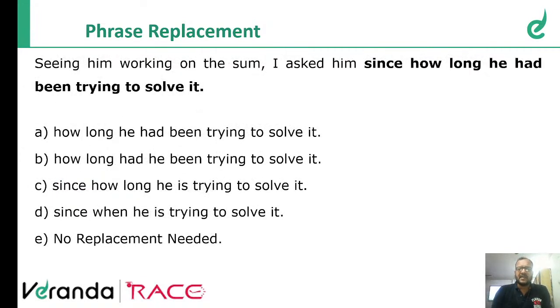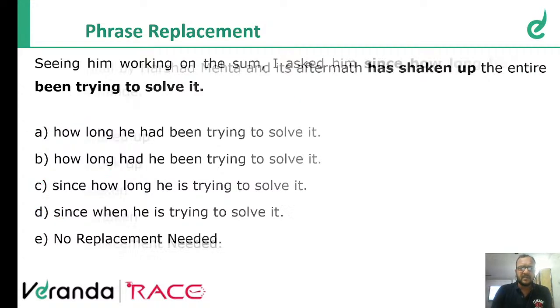Seeing him working on the sum, I asked him since how long he had been trying to solve it. So seeing him working on the sum, I asked him how long he had been trying to solve it. Since would not be used because already asked has been used over here, so we don't need any other conjunction to join. How long he had been trying to solve it. This will be the correct answer. How long had he been will again become a question, which is incorrect. So we have to use how long he had been trying to solve it.